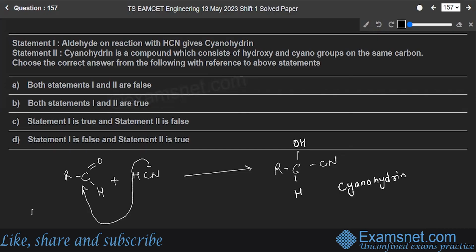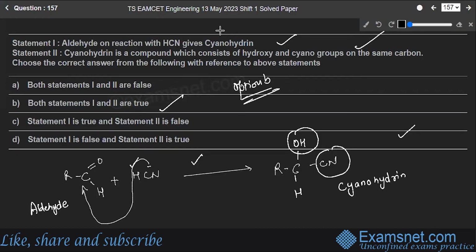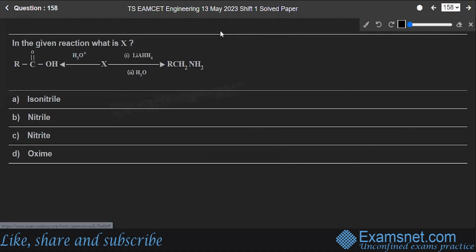This is your aldehyde. Now, cyanohydrin reaction occurs when an aldehyde gets treated with HCN, forming a cyanohydrin product. Cyanohydrin is a compound which consists of the hydroxy group and the cyano group on the same carbon atom, right? So that means both of these things are correct, and option B stands to be the correct answer. Hope you understood. Next is question 158.